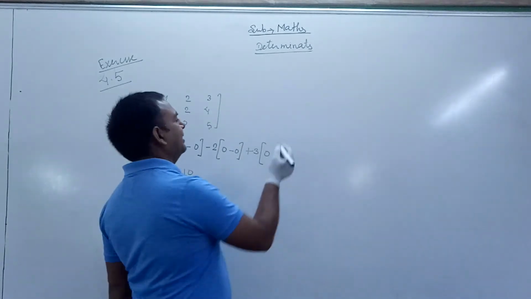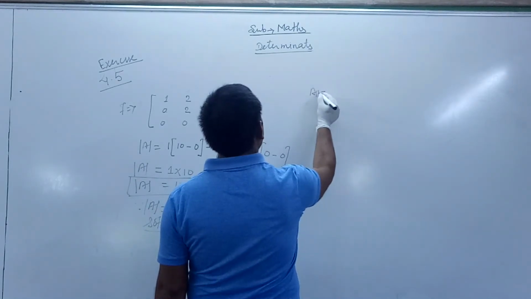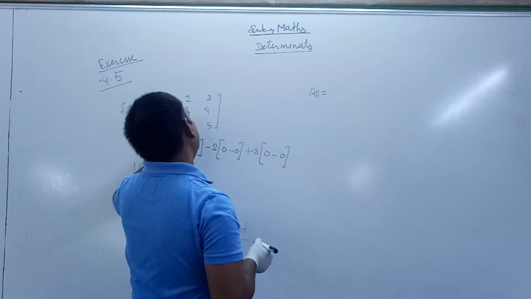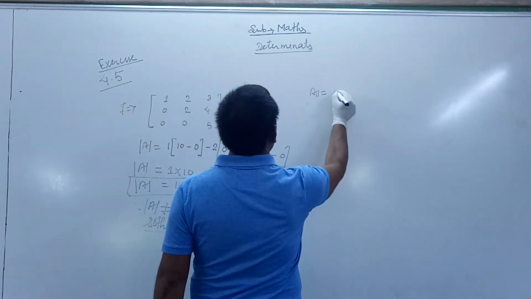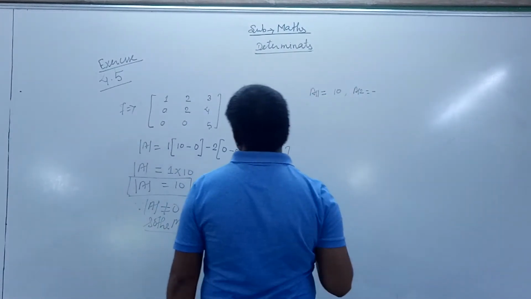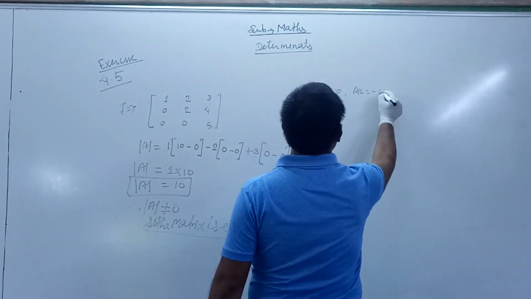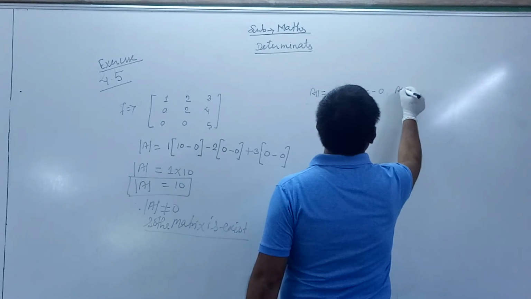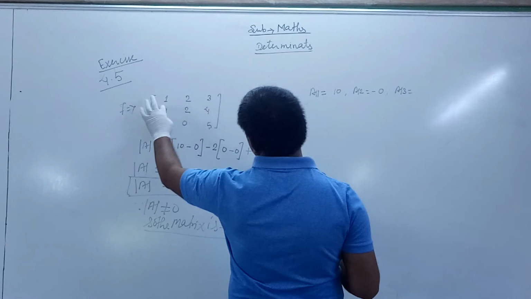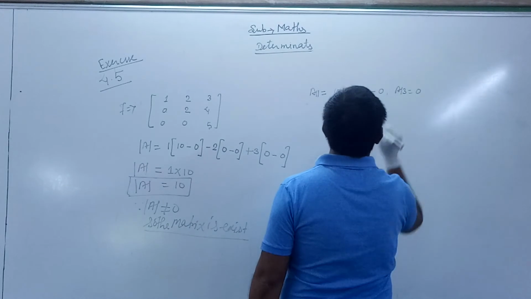So first I take A11. The power is 1 plus 1, so the sign is plus. You take 2 5s are 10 and 0 0s are 0, so this is equal to 10. Then A12 has a negative sign: you take 0 5s are 0 and 0 4s are 0, so it is equal to 0. Then A13: you remove this row and column, so 0 0s are 0 and 0 2s are 0, so it is also 0.